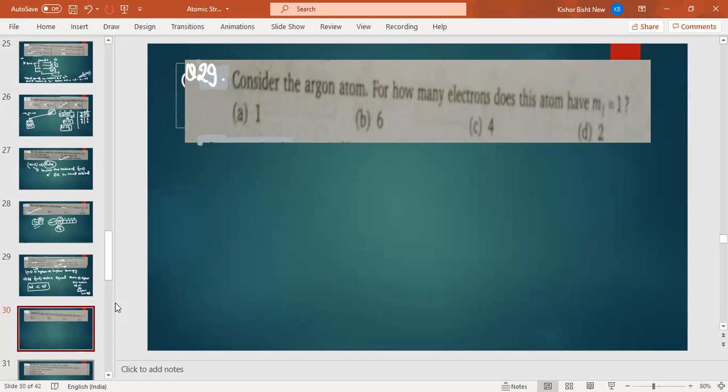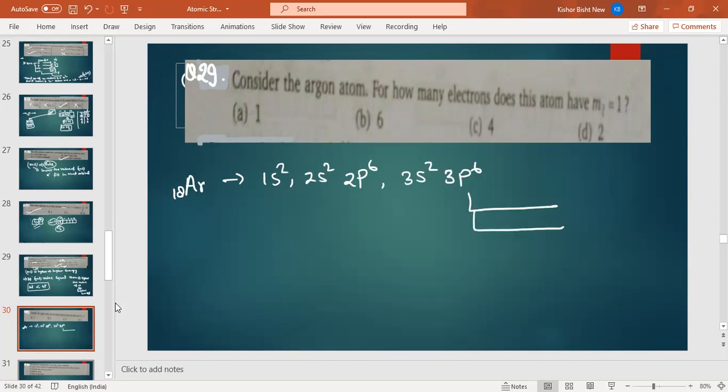So what you will do, I know that the student, first you write argon 18. So you will get 1s2, 2s2, 2p6, 3s2, 3p6. And p is containing 3 orbitals. Ml is equal to 1. So how many electrons have Ml equal to 1 in the argon atom?